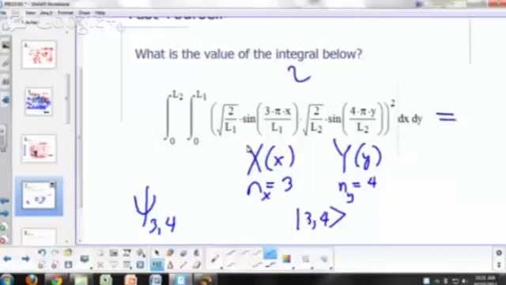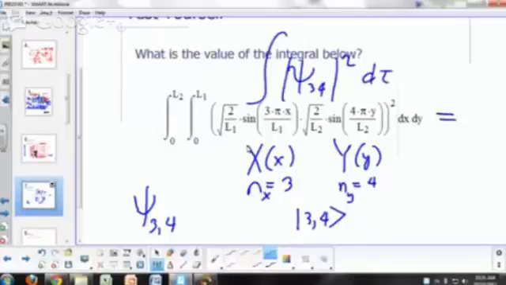This is basically psi 3, 4 absolute value squared. If you integrate that over all possible values of x and y, so you're integrating over d tau, that's just the probability of finding it between x equals 0 and x equals L1 and between y equals 0 and y equals L2. What's the probability of finding the particle in the box? 1. We have an orthonormal set. Our wave functions are normalized, right? So the integral of psi squared d tau is going to be equal to 1.